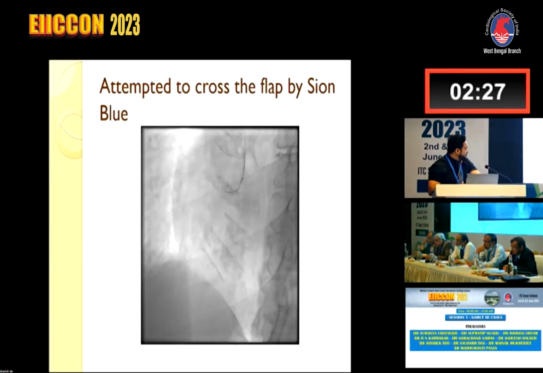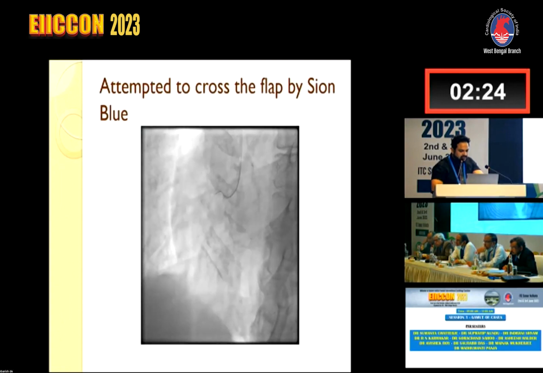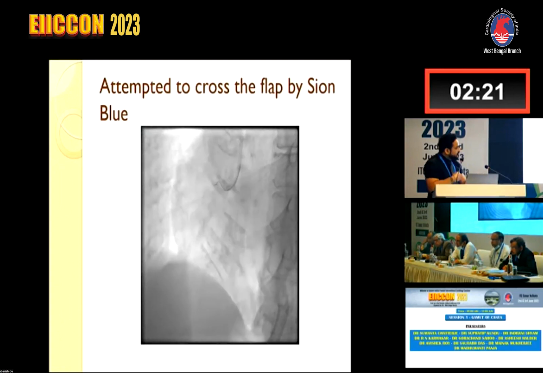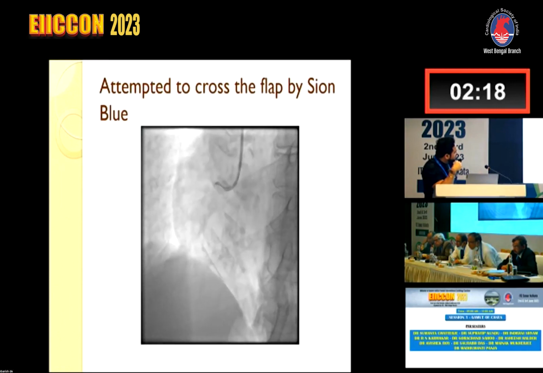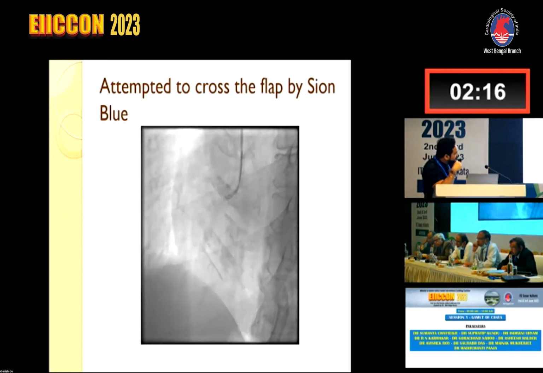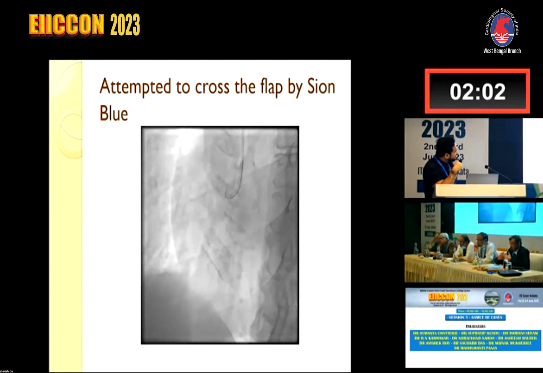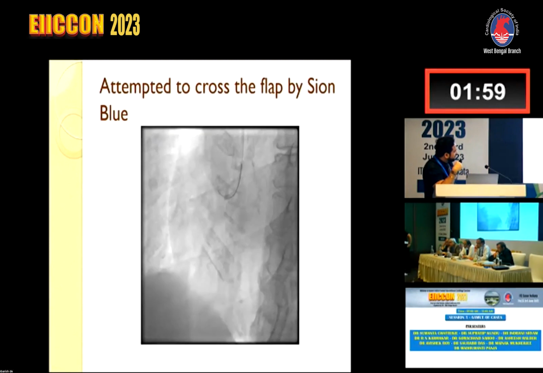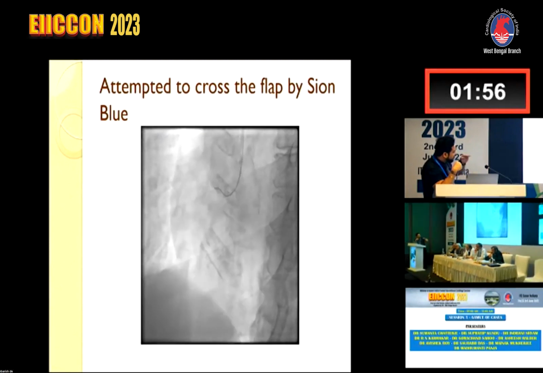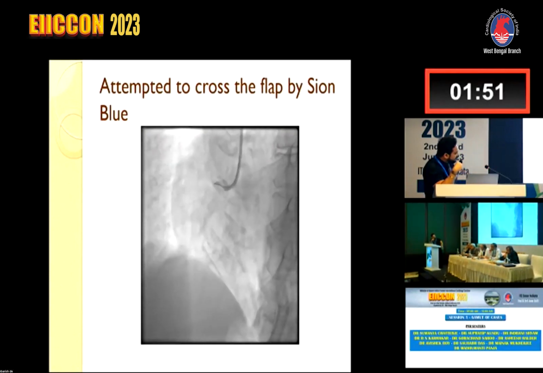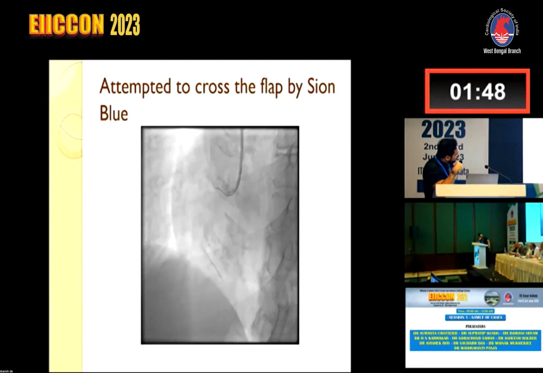This is what we are attempting. We are trying to negotiate the flap, come across it. We took a Sion blue, but every time we tried, the Sion wire was going into the coronary, into the conal branch. So we tried our best to negotiate and cross over the proximal flap and get into the true lumen, but that was not possible.